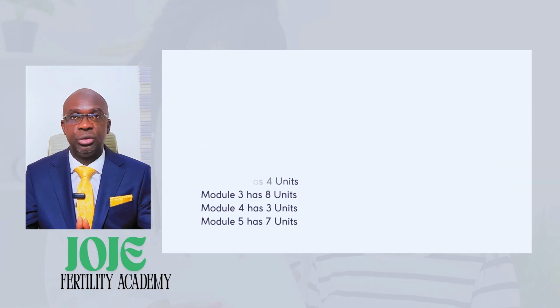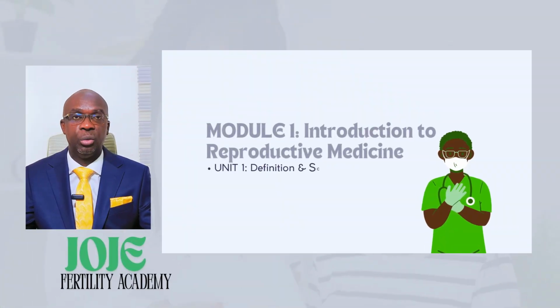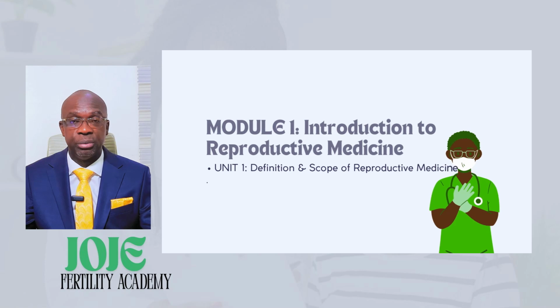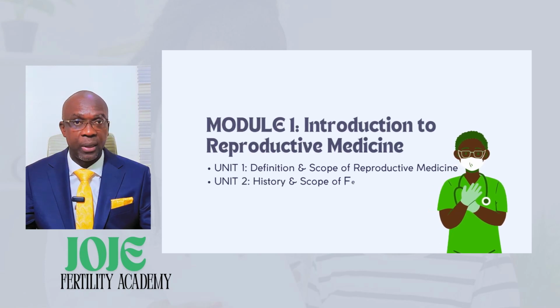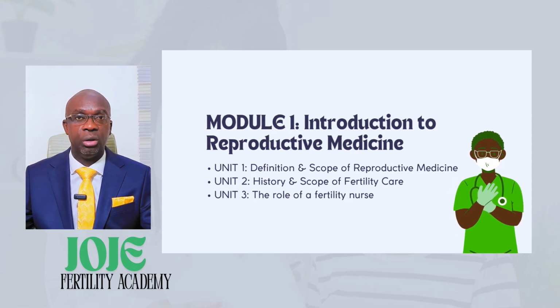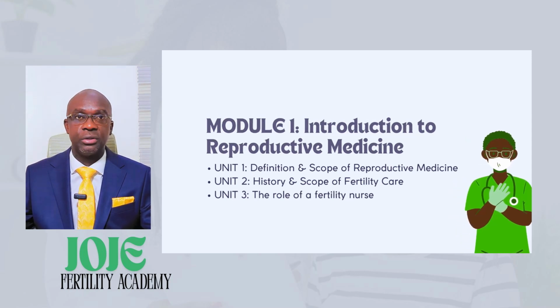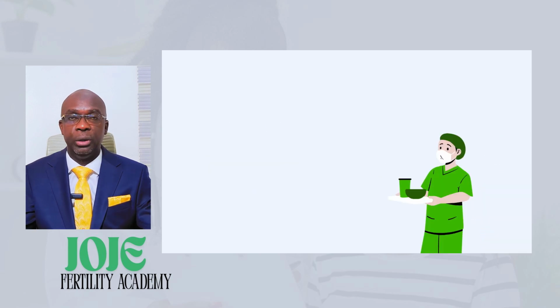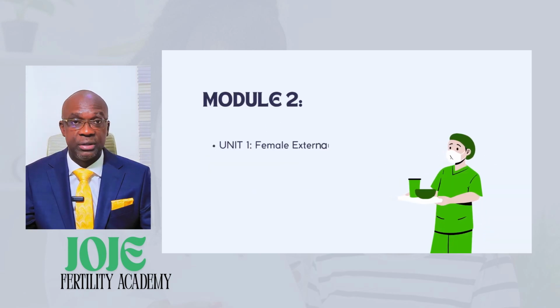Now, module 1 is Introduction to Reproductive Medicine. As the basic fertility training program, module 1 is to introduce the students, the nurses, to reproductive medicine, where we look at the definition and scope of reproductive medicine, the history and the scope of fertility care, and then we wrap up with the role of a fertility nurse. And then module 2 will be looking at the female reproductive system.